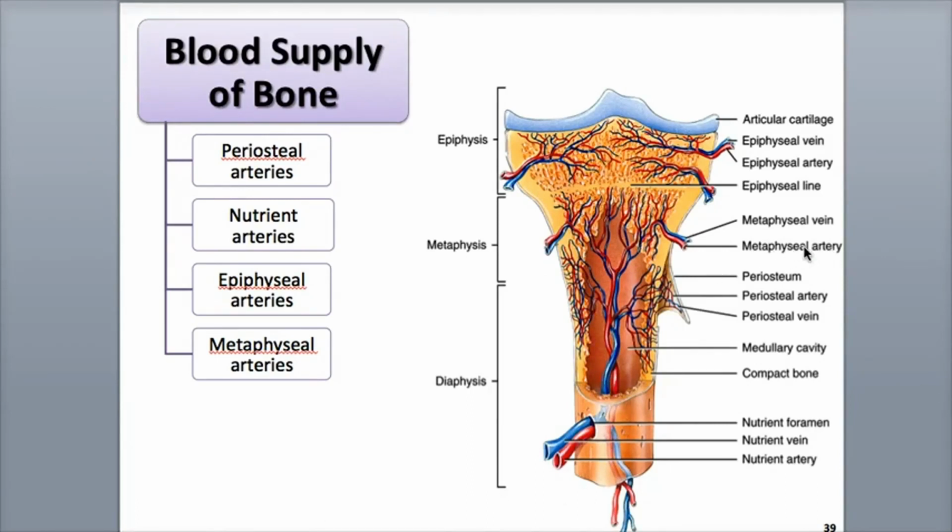The metaphyseal and epiphyseal arteries move into their corresponding regions of the long bone and supply the red bone marrow and other bone tissues within these regions. There are also corresponding veins that drain the blood away from the long bone and are named after the regions in which they are located. Here we see the epiphyseal vein, the metaphyseal vein, the periosteal vein, and the nutrient vein.